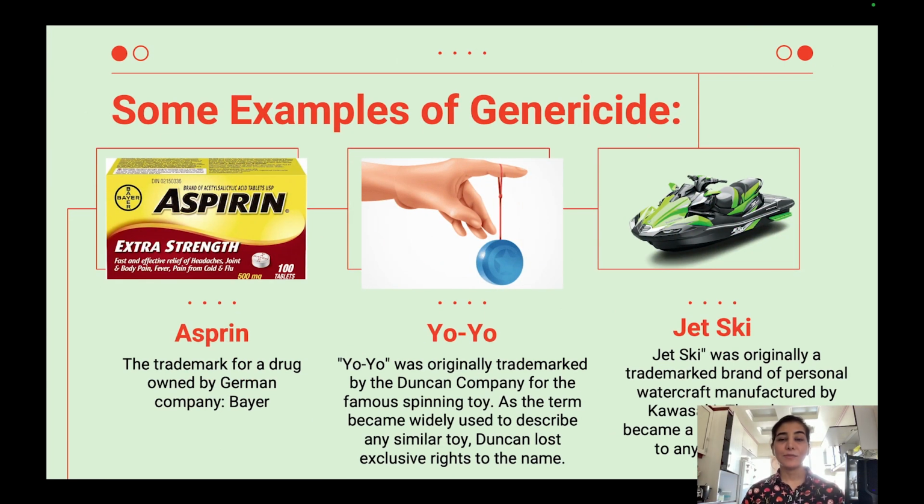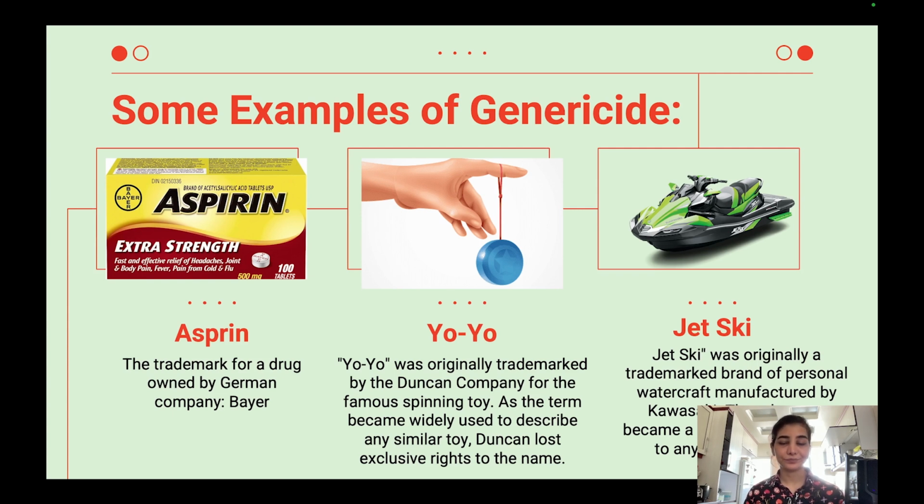So we get into some examples to explain more the genericide, which is a process. For example, imagine the aspirin drug. Aspirin in essence was a brand for a German company. But after a while, people started to call any similar drug aspirin. So the aspirin name lost its meaning as a brand and was used to call the drug category. So now the German company lost its ownership over the name aspirin.